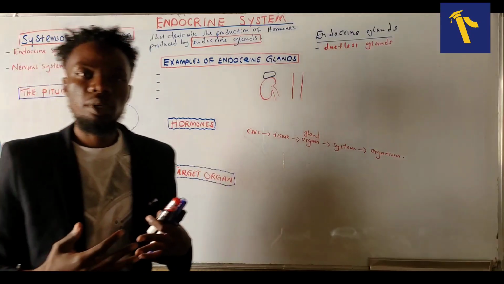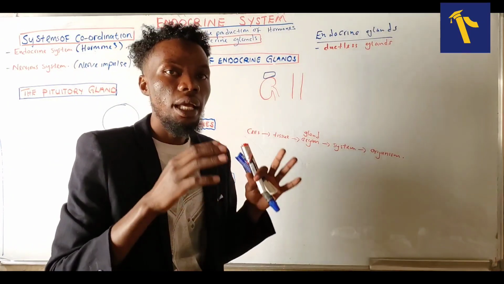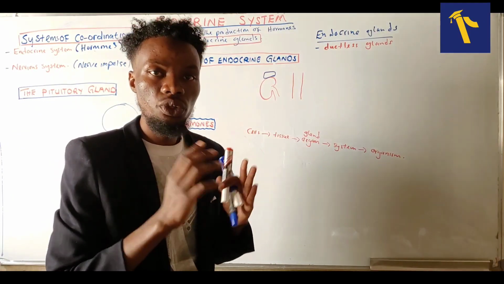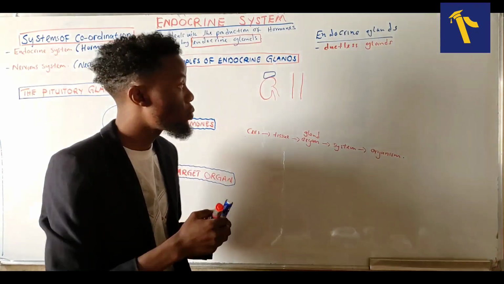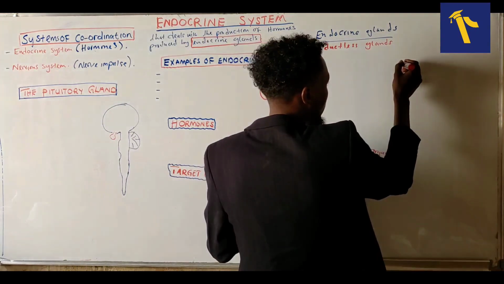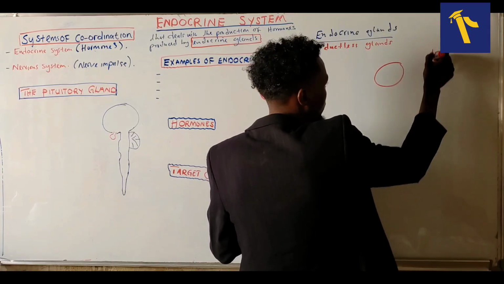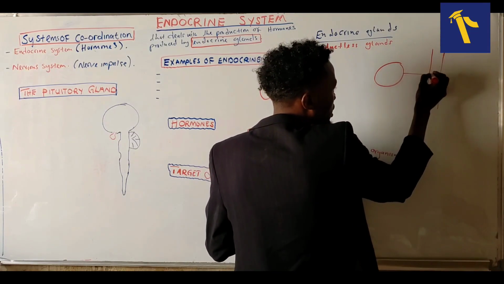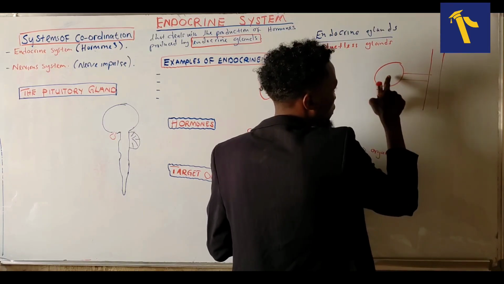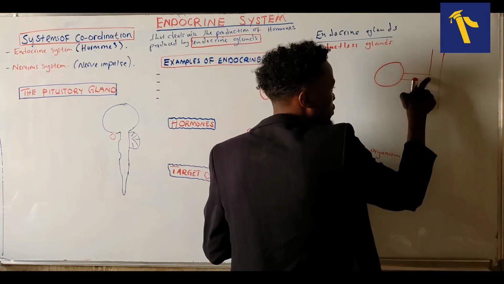So you need to understand, if they say ductless gland, what does it mean? It means a gland which does not have a duct. So what do I mean? If this is an endocrine gland like that, and this is a blood vessel, this gland doesn't have this connection. This is a duct. The connection between this gland and the blood vessel, we call it a duct.